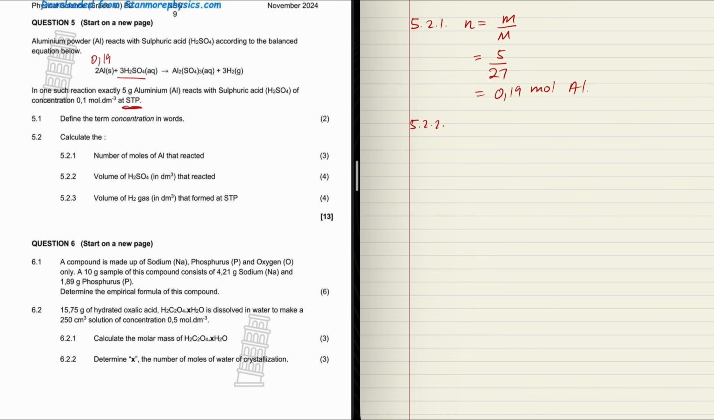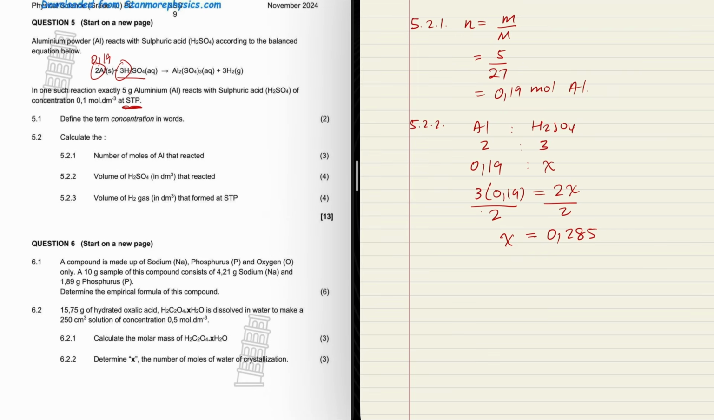So the ratio of aluminium to H2SO4 is 2 to 3, and I'm getting that from my balanced equation. But I don't have 2 moles of aluminium, I have 0.19, and so then this will be X. Now we cross multiply, we're going to have 3 times 0.19 is equal to 2X. That means X is going to equal 3 over 2 into 0.19. So X is equal to 0.285 moles of H2SO4.